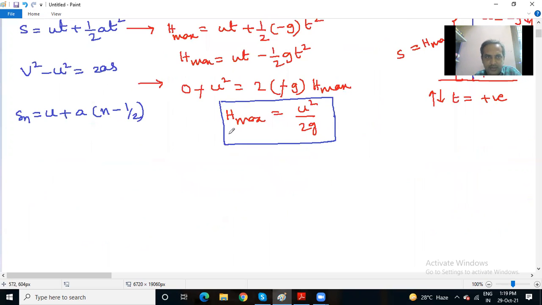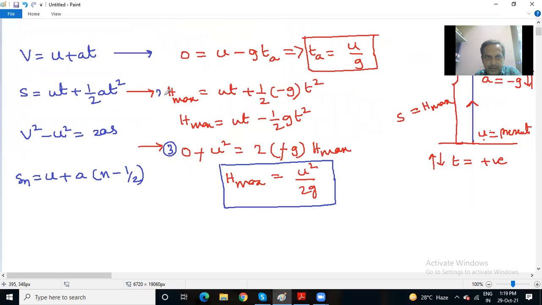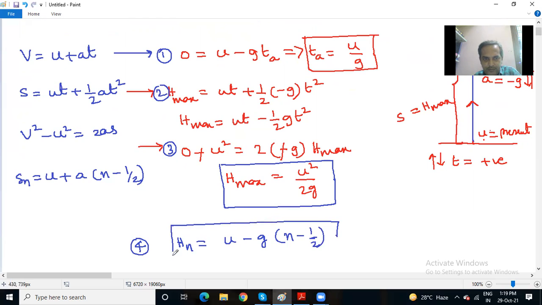And how does the last equation turn? This is third, this is second, this is first, and this is fourth. Sn becomes Hn, u is provided and it is positive going upwards, a is minus g, n minus half. So this is how the fourth equation looks when a body is thrown vertically upwards.